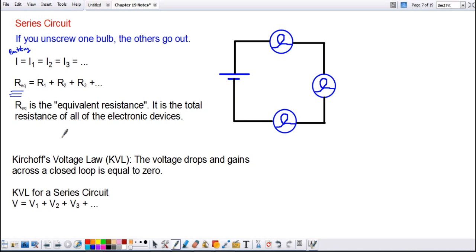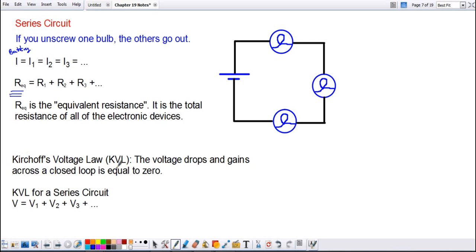In a series circuit, to find the equivalent resistance, all you have to do is add up the resistance for each of these. So maybe you got 2 ohms plus 3 ohms plus 4 ohms, okay? Just add them all up. It's very simple, okay? And then the last thing is Kirchhoff's voltage law.